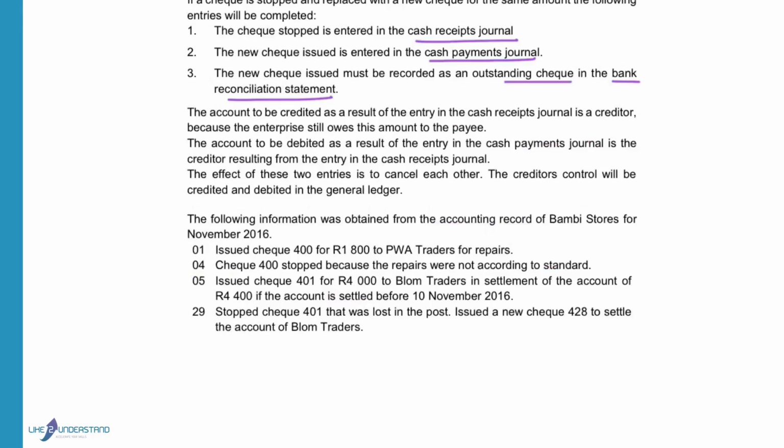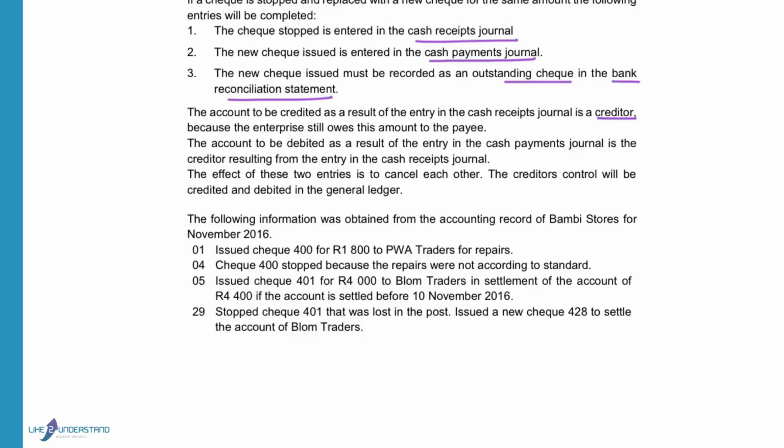The account that must be credited as a result of this cheque that was stopped in the cash receipts journal will be creditors control, because you owe the money to the creditor now until you issue a new cheque. So even if the cheque was originally issued to pay, for instance, for repairs, the repairs were done, so you can't cancel the expense for repairs. You have to say that you stopped the cheque, so you have more money in the bank, and now you owe the money to the creditor.